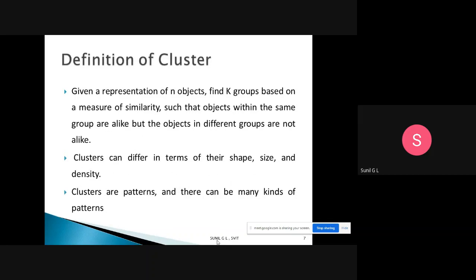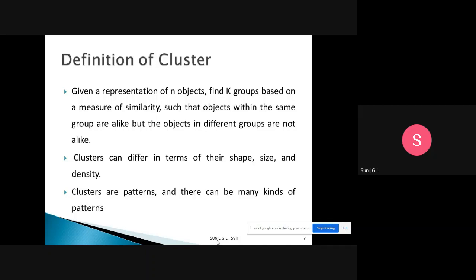Okay, so when you come to the definition of clusters, here we already know the definition. Grouping, that is a general definition, grouping of similar elements, we will call as clusters. Clusters: given a representation of n objects, finding k groups based on a measure of similarity, such that objects within the same group are alike and objects in different groups are not alike.